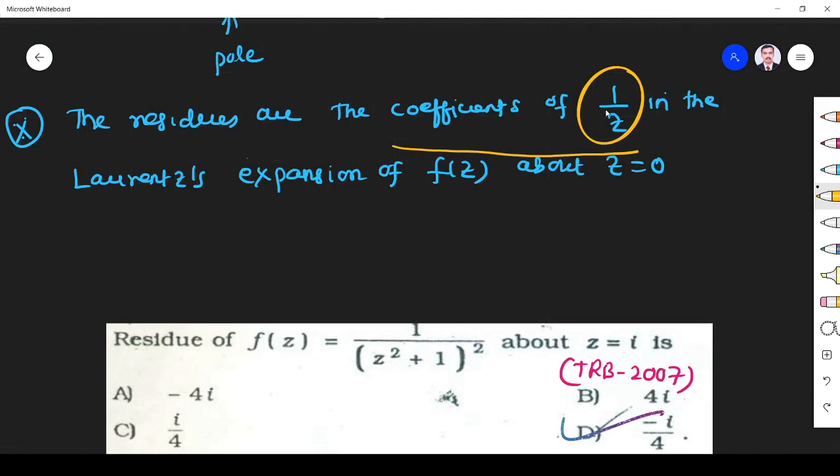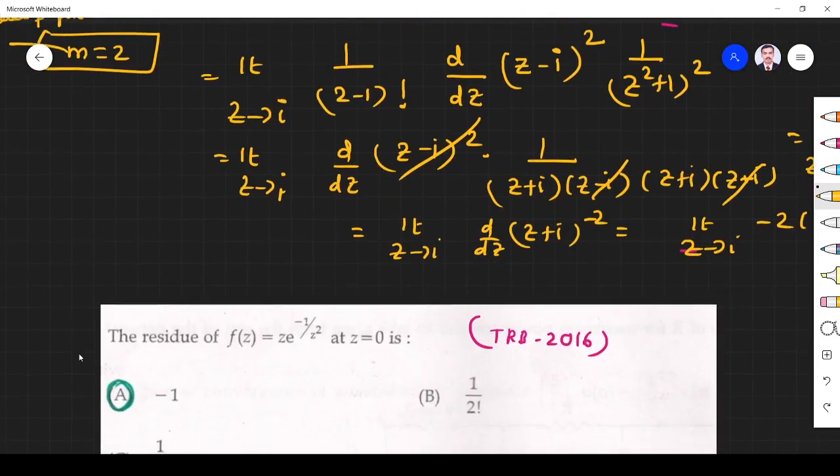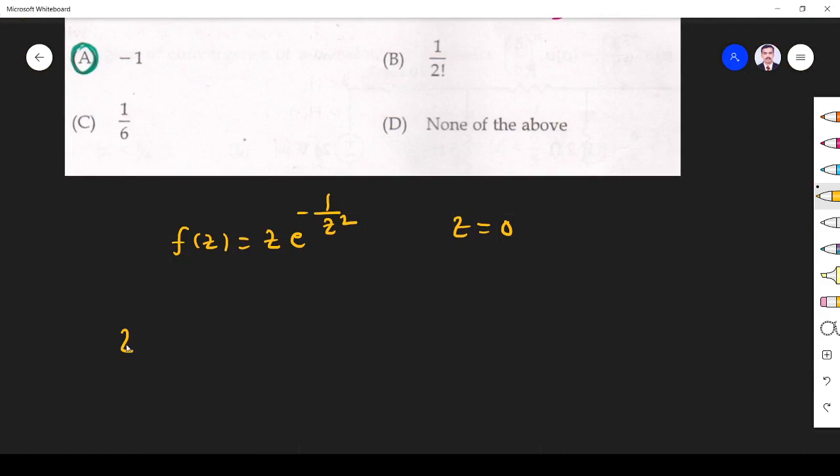Residues are the coefficient of 1 by z if you expand the given function by Laurent expansion. So I try to expand this function by Laurent series. It is very easy to expand. How can we expand? We know how to expand Laurent series. Z into e power minus 1 by z square: first we expand in the binomial format, right?